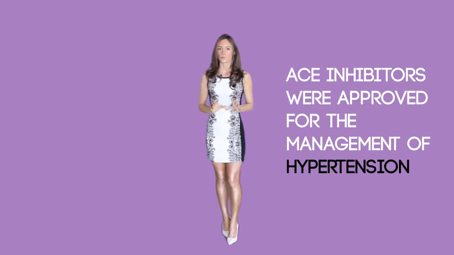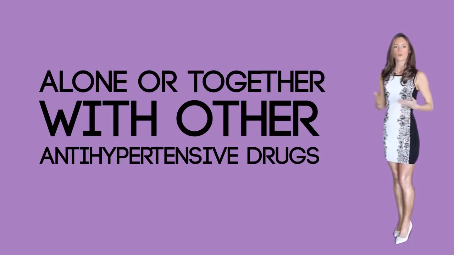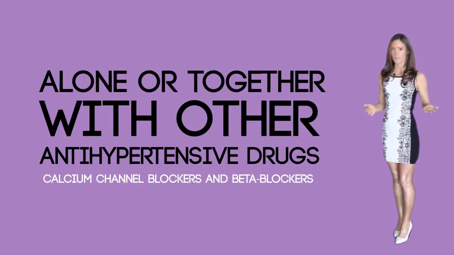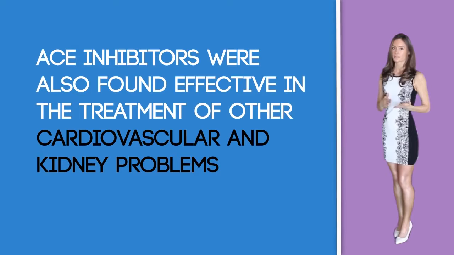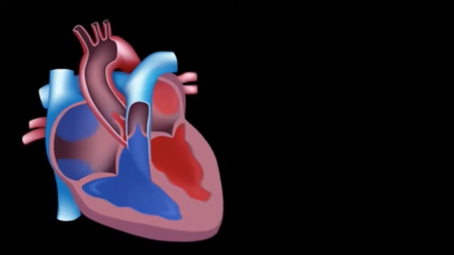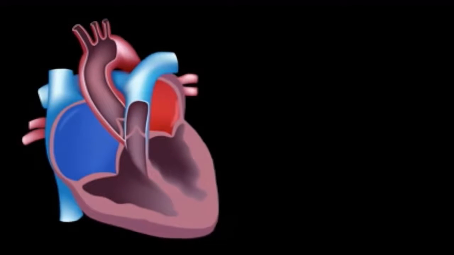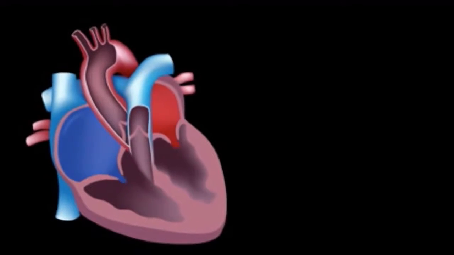Other uses. Initially, ACE inhibitors were approved for the management of hypertension, which could be given to patients alone or together with other antihypertensive drugs, like a calcium channel blocker and beta blocker, for example. Later, ACE inhibitors were also found effective in the treatment of other cardiovascular and kidney problems, such as heart failure. In heart failure, the drug reduces the force required by the heart to pump the blood.